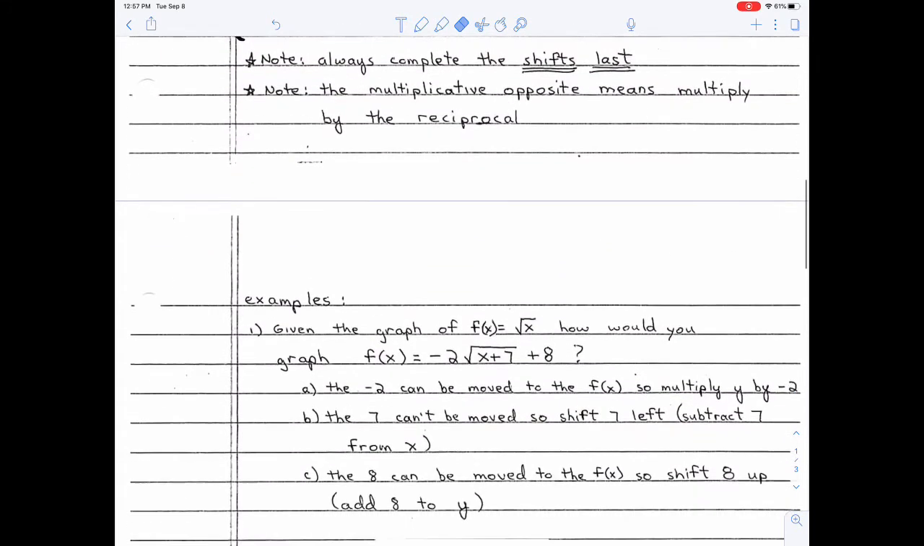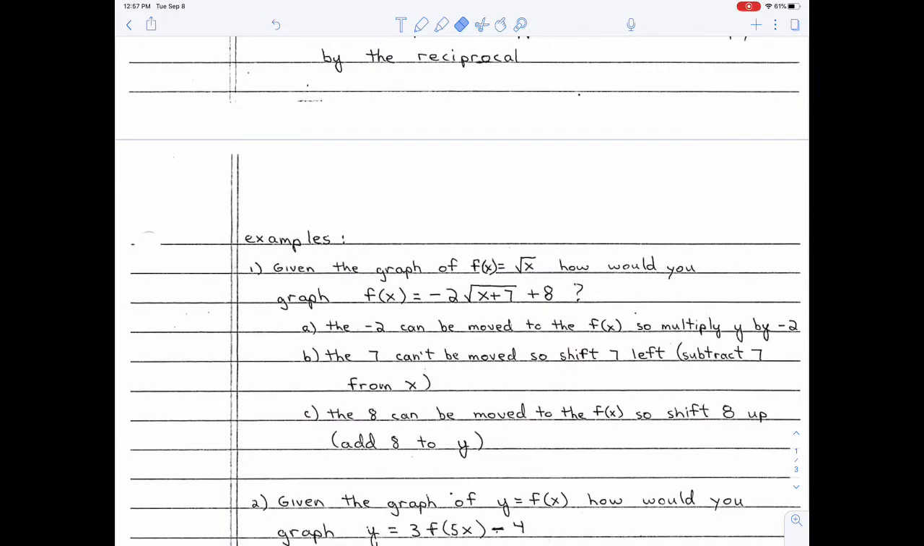What we're going to do, and I've already written it all out for you, is take a look at an equation and see what we are going to do to it. Your basic graph is y equals, or f of x equals, the square root of x. So what's in this new equation that's not in the original? Well, there's this -2, there's this +7, and there's +8. We're going to deal with the shifts last, so the pluses and minuses, the +7 and the +8, last. So that -2, that's multiplication. We're going to do that first.